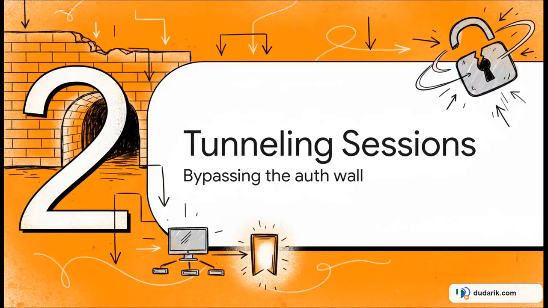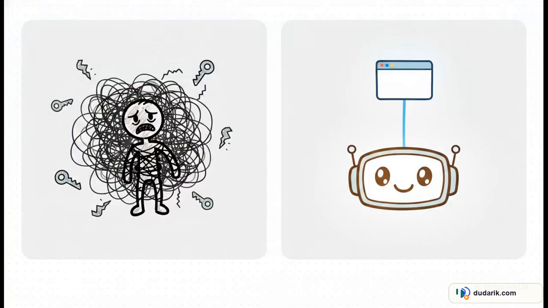Which brings us to part 2, tunneling existing Chrome sessions. So the old way relies on writing brittle scripts to fake human logins or jumping through endless hoops for API keys. But the new way? It simply delegates the work to what you already have open. It completely reuses your existing, already authenticated Chrome tabs. It's such an elegant pivot away from what used to be a massive headache.